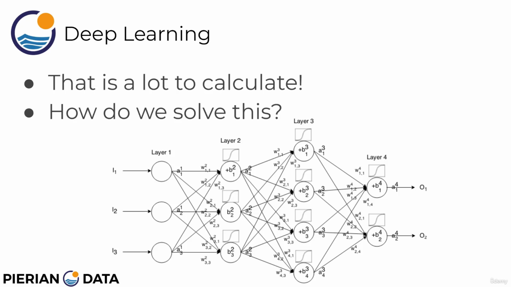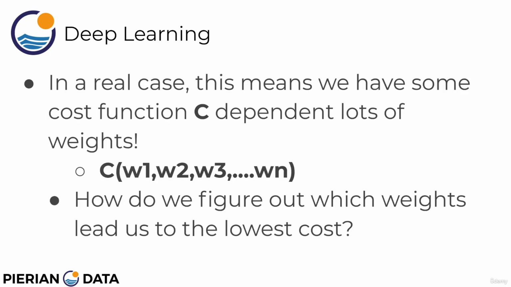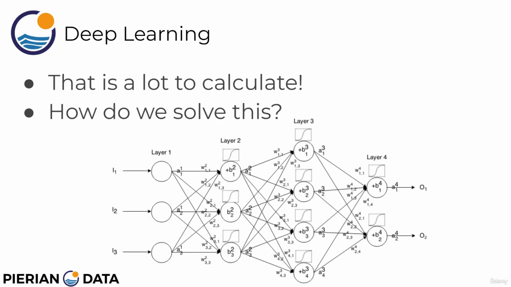So how do we actually calculate this? How do we calculate that cost function and then figure out how to minimize it? In a real case, this means that we have some cost function C dependent on lots of weights. That cost function is going to depend on the weight of the first input, then the second one, the third one, all the way to W of n. What we need to do is figure out which particular weights lead us to the lowest cost, because we want to figure out, for all these weights, how to change them to minimize our cost function at the very end.